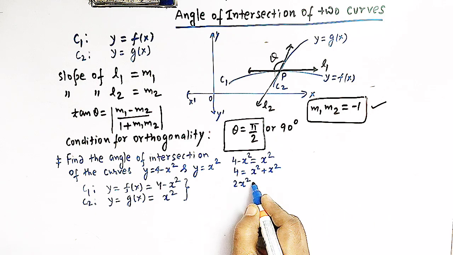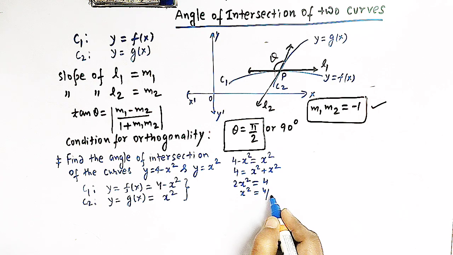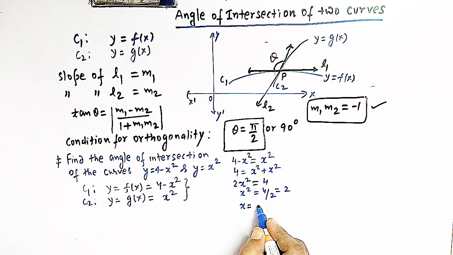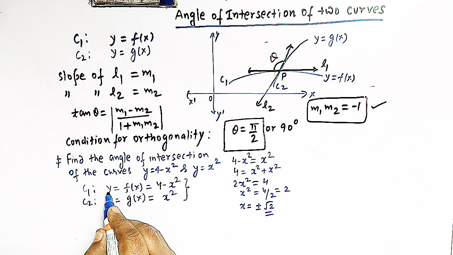We have 2x² = 4. So x² = 4/2, that is 2. So x is plus or minus square root of 2, right? So x is equal to plus or minus square root of 2. Let us substitute the value of x in this equation to get the value of y.